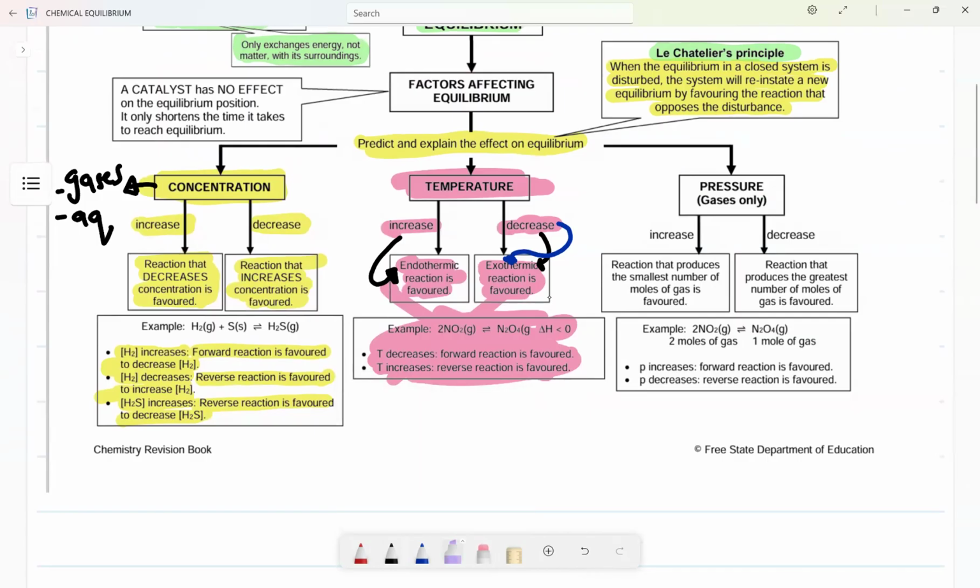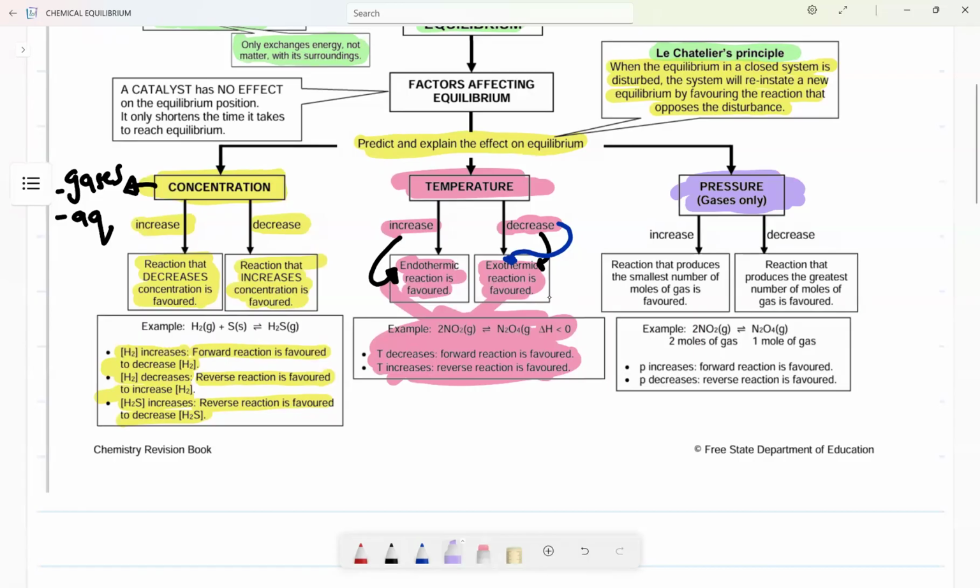Pressure. Can you see they are telling you it is only applicable to what? To gases only. Okay, it is only applicable to gases. It is not applicable to other stuff. So what do we mean? It means if you have maybe a solid or an aqueous substance in our reaction, we will not consider that for what I'm going to explain to you right now.